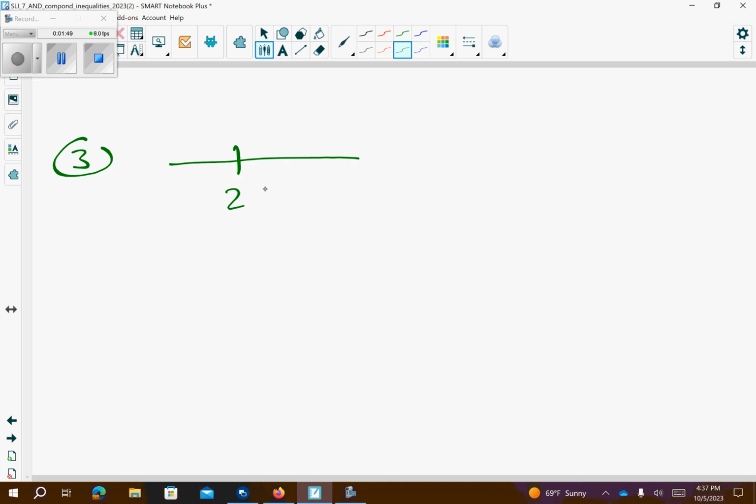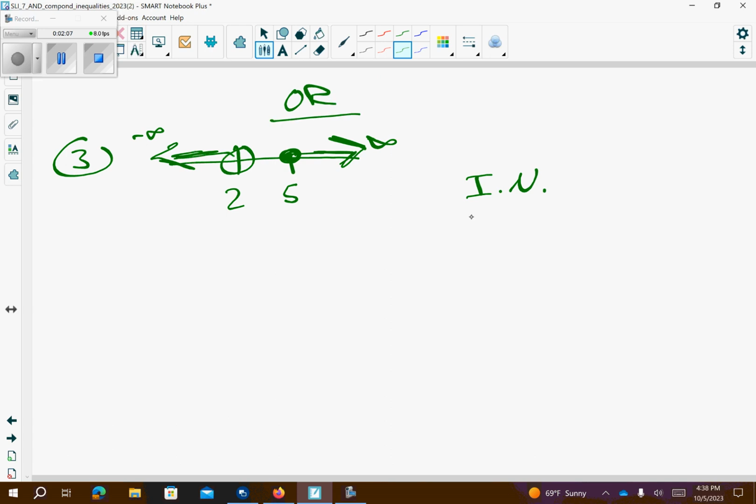Problem number 3 is going to be an OR problem because we don't have any overlap. So we have 2 here, we have 5 here, and we have an open dot, and this is shading this way. This is going to -infinity. This is going to be a solid dot shading this way that goes to infinity because infinity is to the right. I can write my interval notation. There's going to be 2 of them because this is going to be an OR problem. So I'm going to get -infinity to 2, parentheses on both. Then I have a square bracket on the 5, and that goes to infinity.